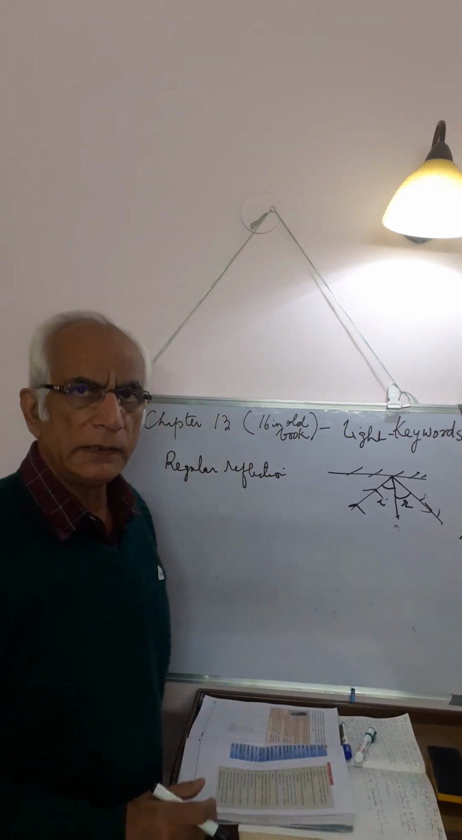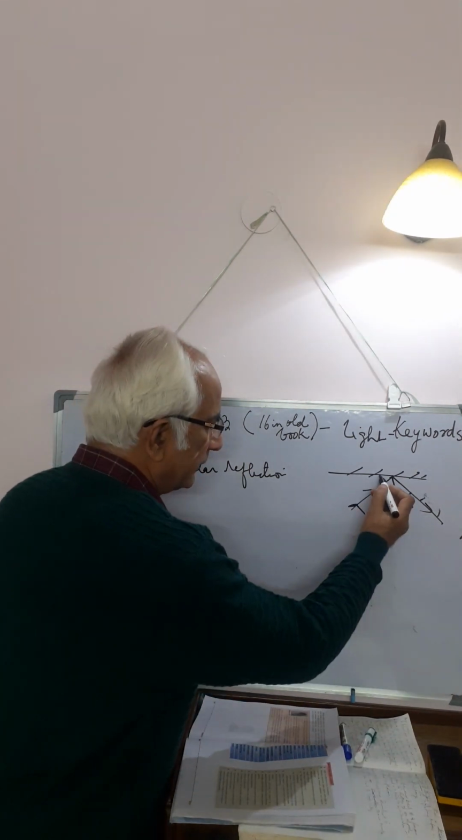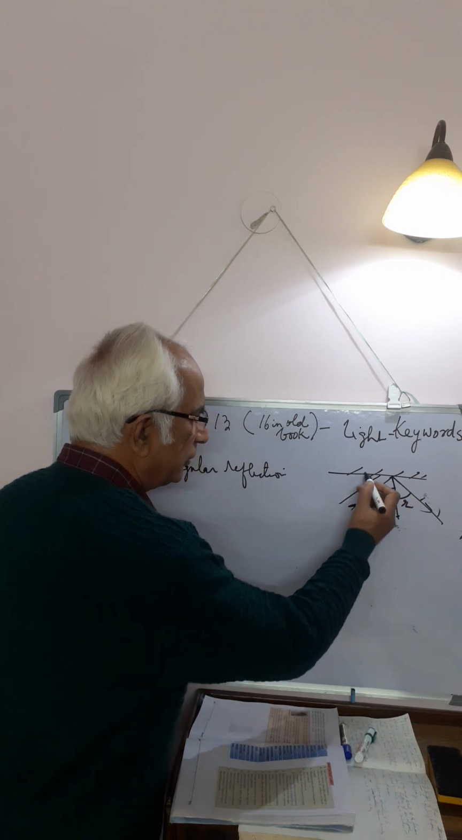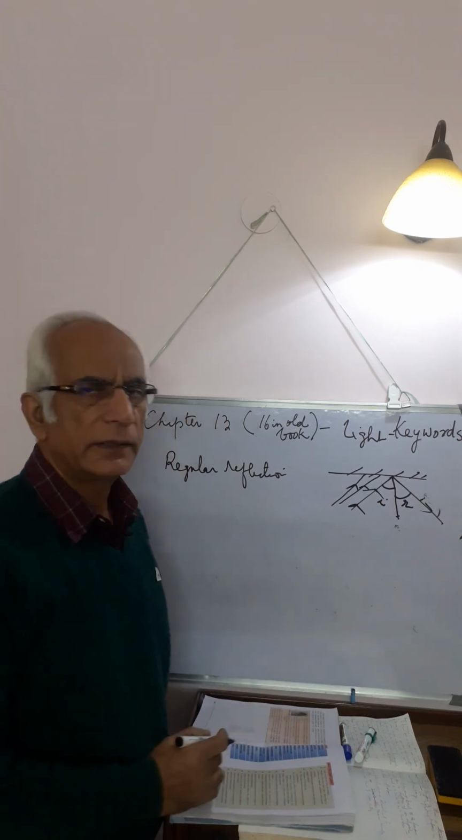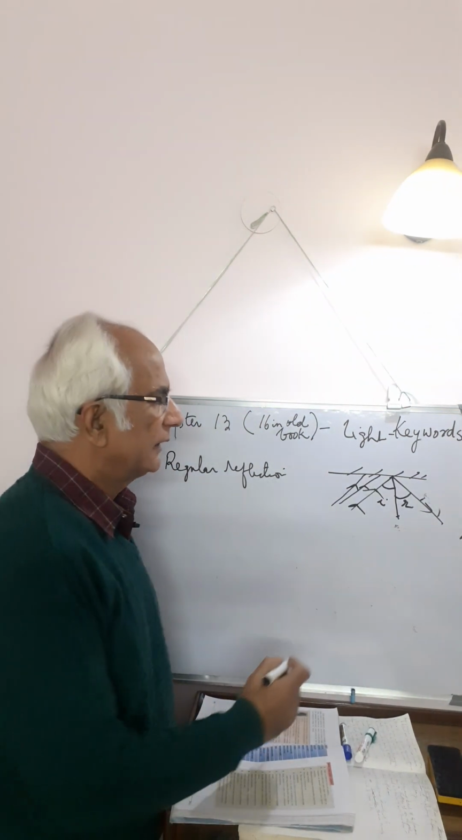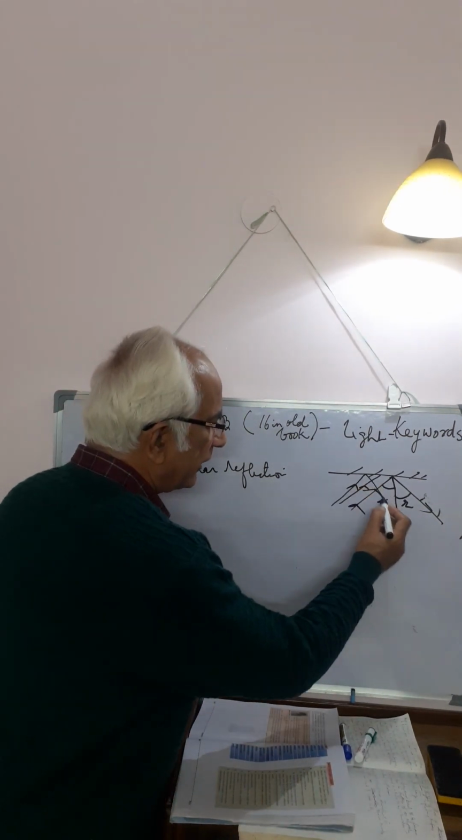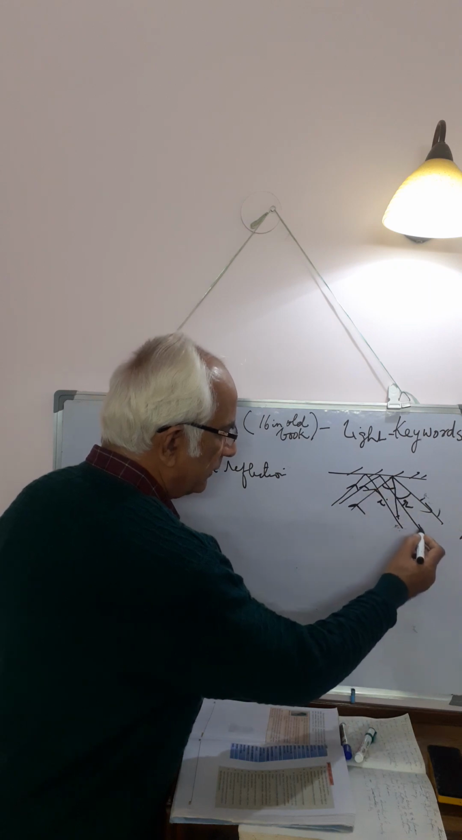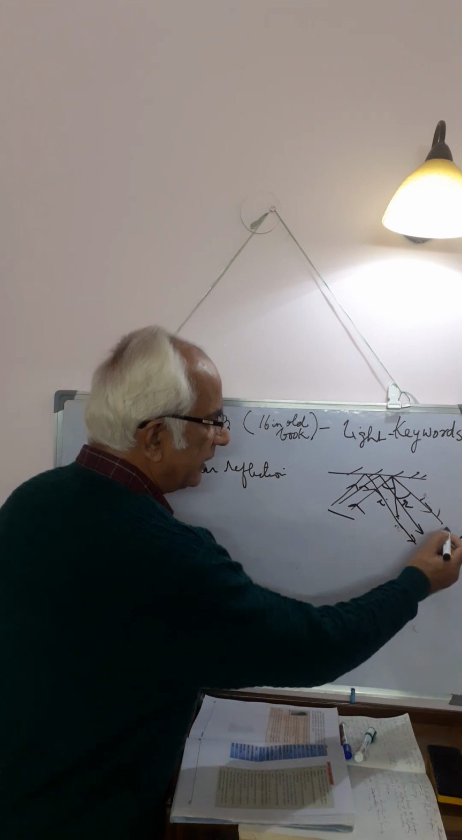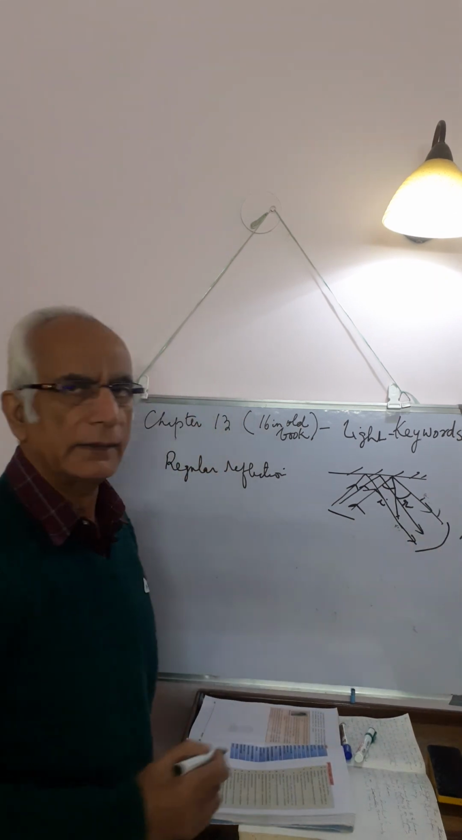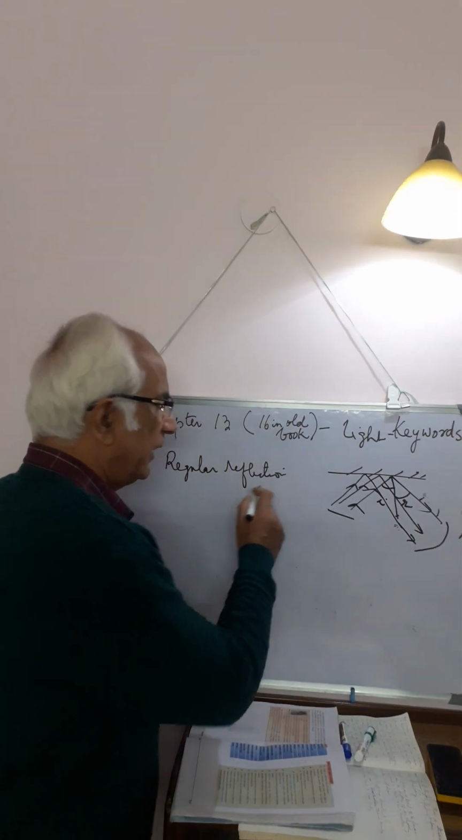When a parallel beam of light, that means our rays are parallel to each other, falls on a surface and the reflected rays are also parallel. The incident rays are parallel and the reflected rays are also parallel. That is called regular reflection.